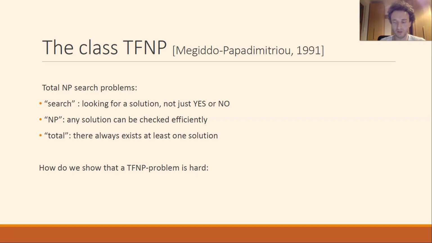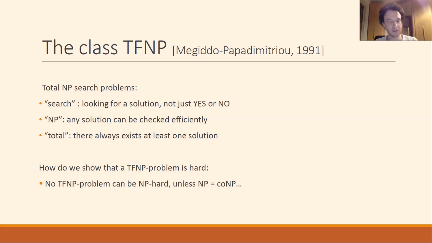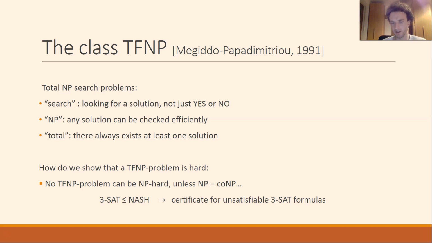So I mentioned that a lot of problems are hard, or we think they're hard, in TFNP. So how can we provide evidence for that? Showing that the problem is NP-hard is not an option, because that would imply that NP equals coNP. Let me briefly sketch why that is the case. So assume that you have a polynomial time reduction from 3SAT to Nash.